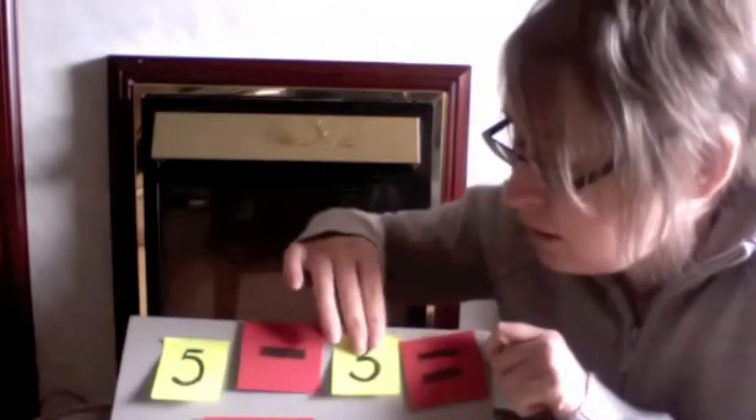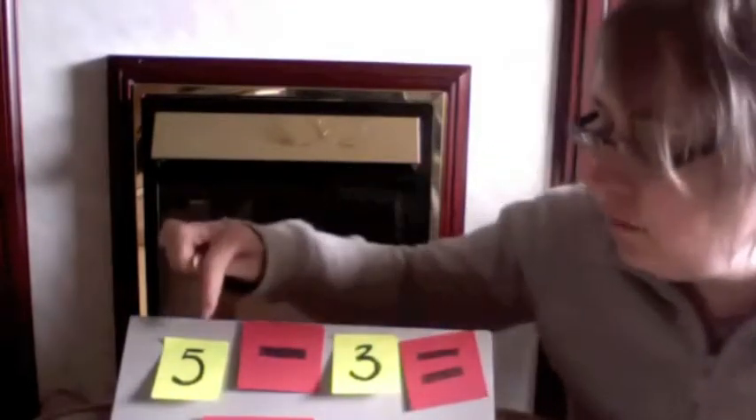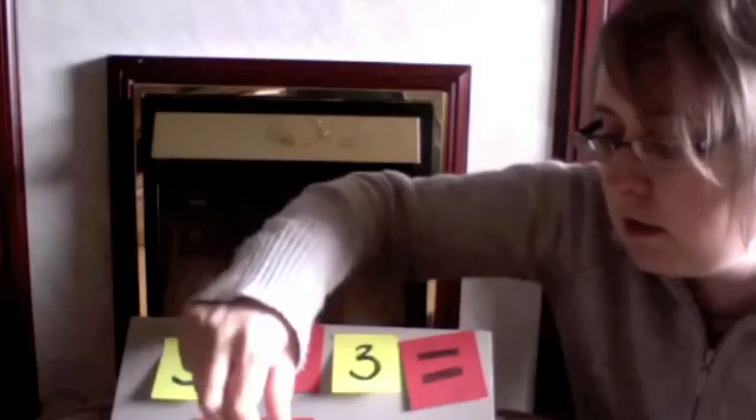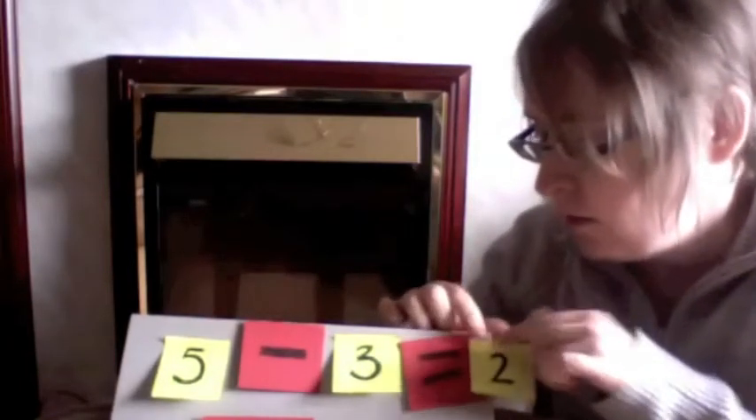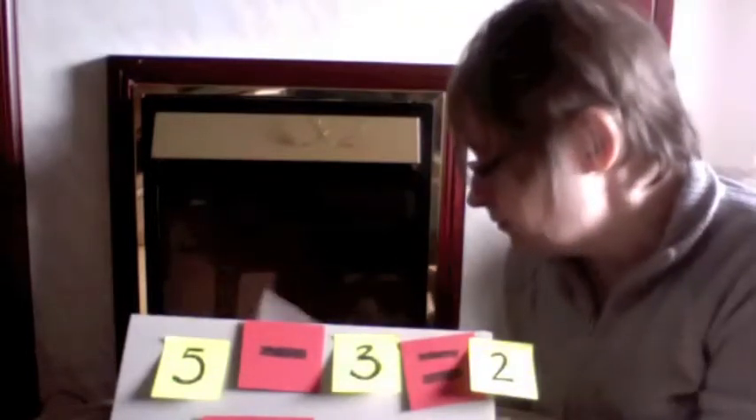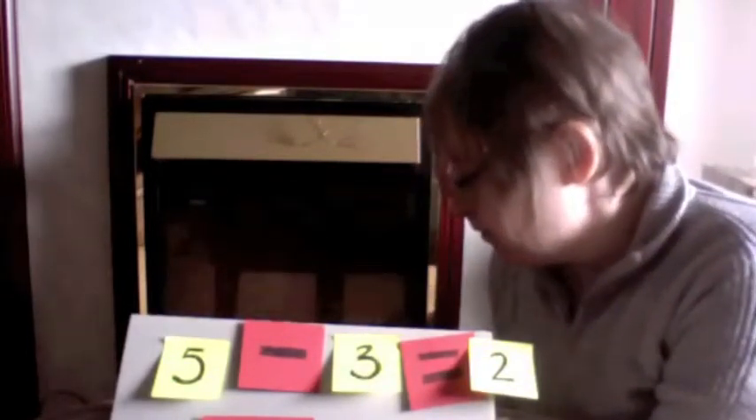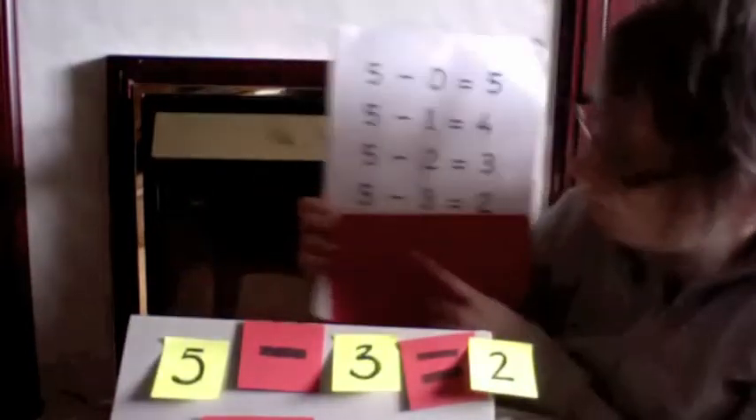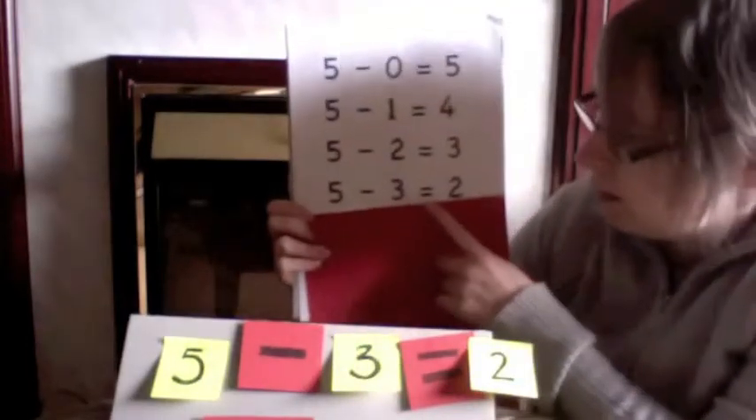This time, let's take 3 away and find out how many are left. 5 take away 3. So we're going to make our 5 smaller again. Take away 1, 2, 3. And we find that we're left with 2, another number that is smaller than 5. 5 take away 3 equals 2.